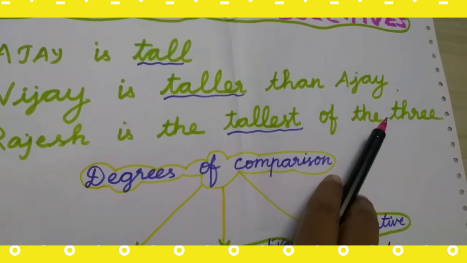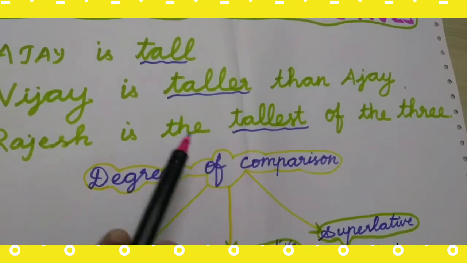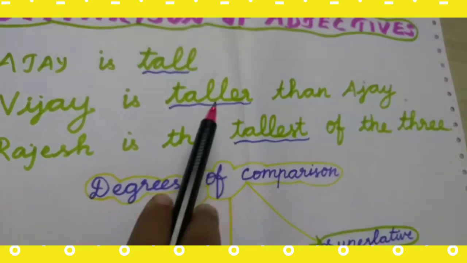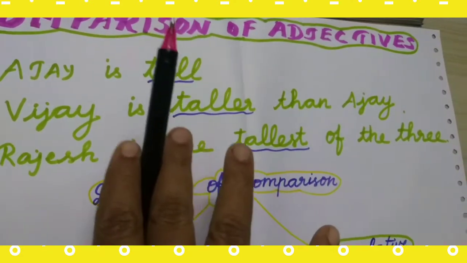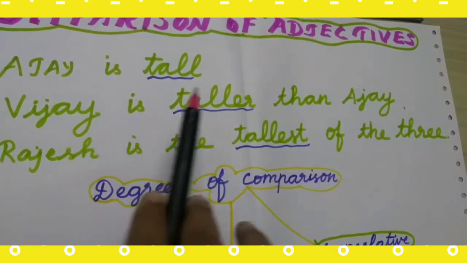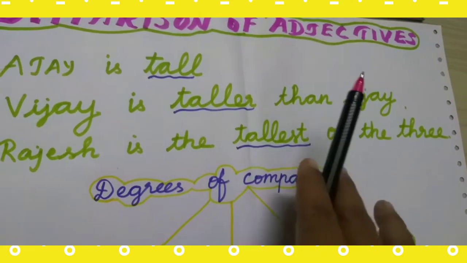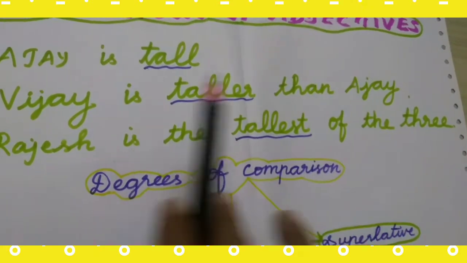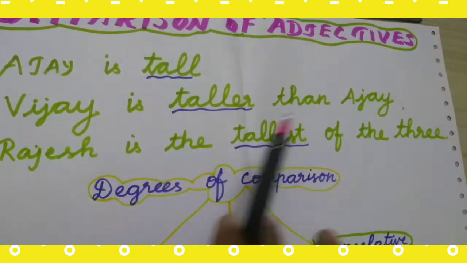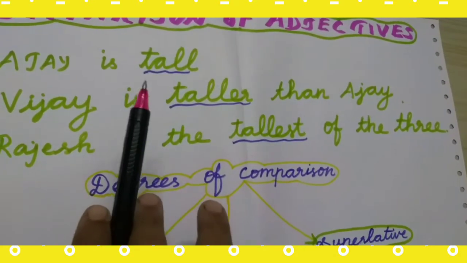And this is the comparison of adjectives. Comparing from one another: Ajay is tall, which is not a comparison, but Vijay is taller than Ajay. This is a comparison. And Rajesh is the tallest of the three. This is also comparison, isn't it? So this is comparison of adjectives.